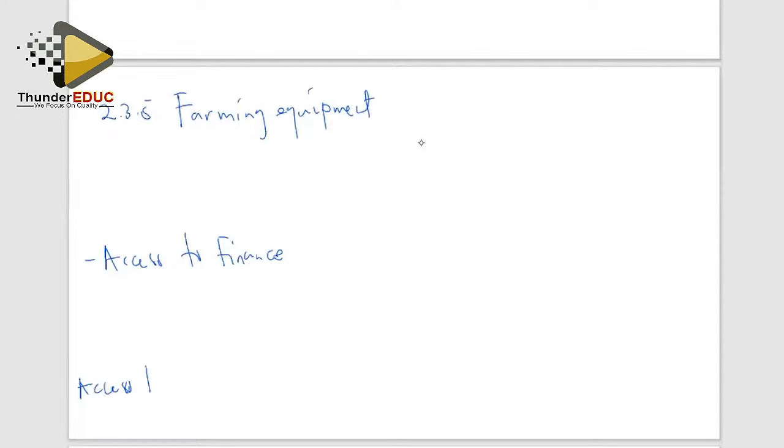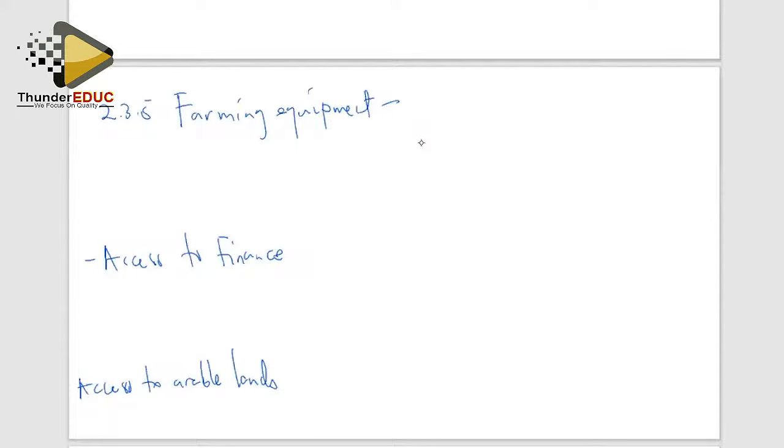Right. Our first typical challenge is farming equipment. Then our other typical challenge is access to finance. Then our other challenge is access to arable lands. So for farming equipment, how is it going to ultimately lead to a negative impact on food production?